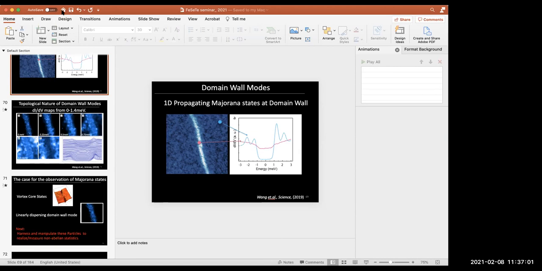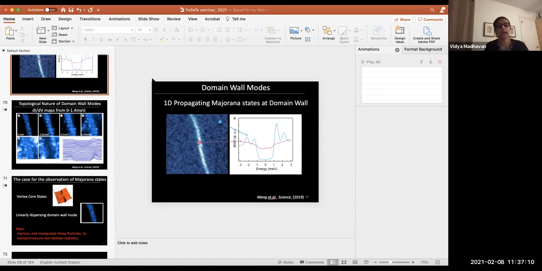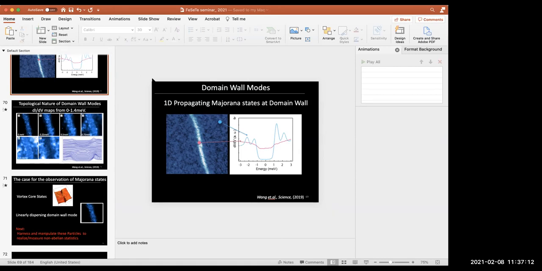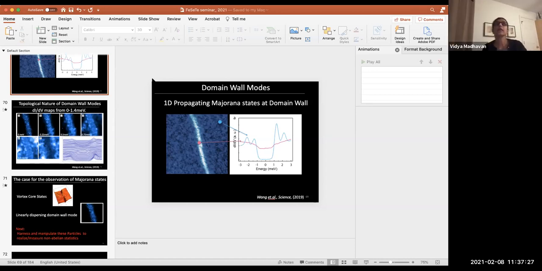So in your domain walls, they will break translational symmetry. Not along the domain wall, though, but across it. Across it. Yeah. Which means that you should get an induced odd frequency superconducting component at the domain wall.